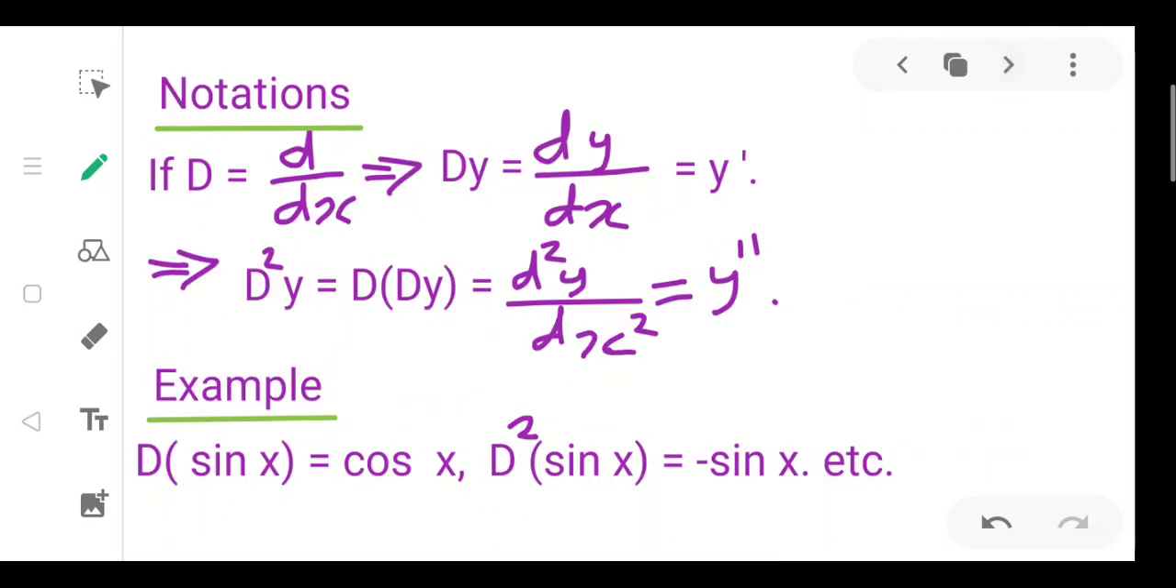Now we shall denote capital D equal to d by dx. Therefore, Dy means dy by dx, that is our y dash. So D square y means second order derivative, that is D of Dy, that is d square y by dx square, that is our usual y double dash. For example, D of sin x is our cos x. D square of sin x means what? D of D of sin x, that means D of cos x, that is minus sin x, etc. We can easily find out the higher order differential operators.